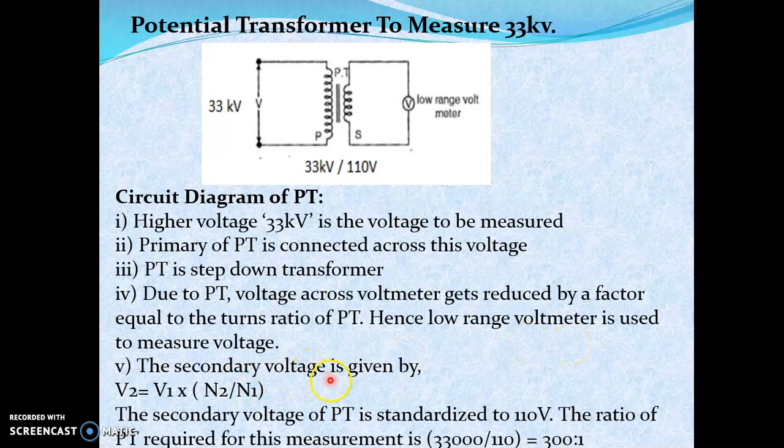So the secondary voltage is given by V2 is equal to V1 into N2 divided by N1. The secondary voltage of PT is standardized to 110 volt. The ratio of PT required for this measurement is 33,000, that is 33 kV divided by 110. So ratio will be 300/1.